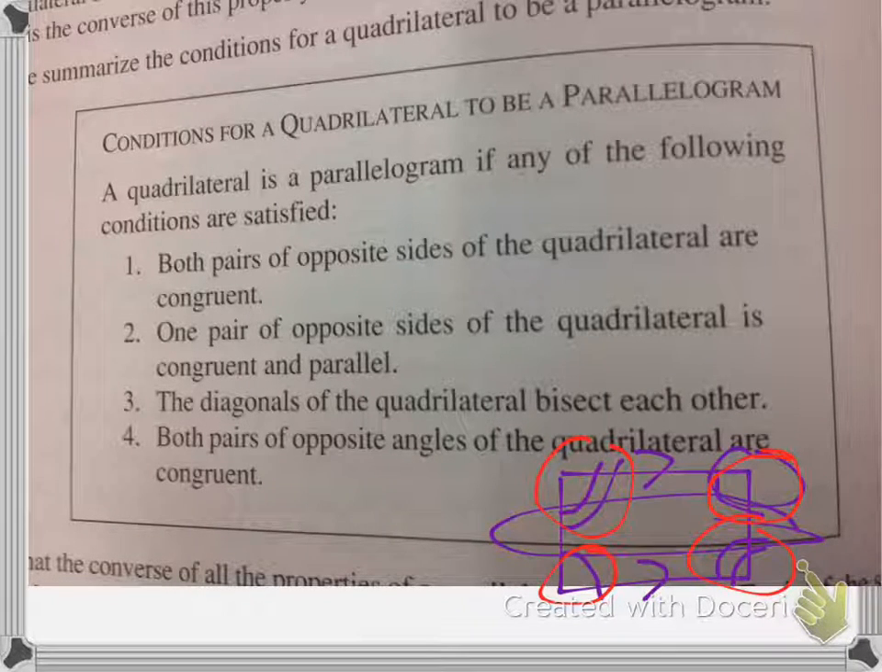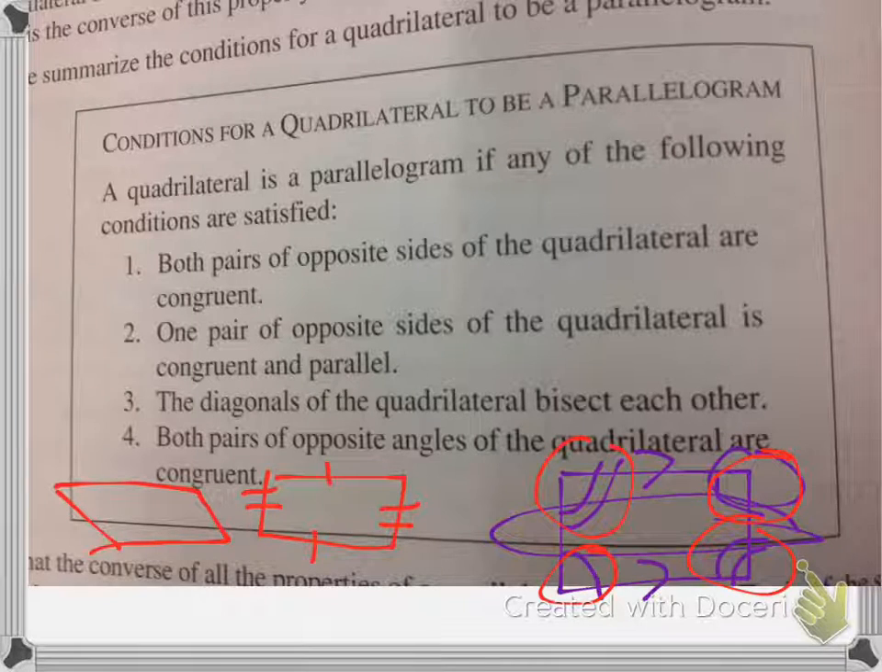Number 1 is both pairs of opposite sides of a quadrilateral are congruent. The only way to construct it, I'll redraw it, is if these sides are the same and these sides are the same. It's like a box. Either the box is going to have the same dimensions, it's just that it's going to be pushed over sideways or it's going to be standing straight up and down. So therefore it has to be a parallelogram. The sides will have to be parallel. So if I push this over sideways, the side lengths still have to be there. That's number 1.